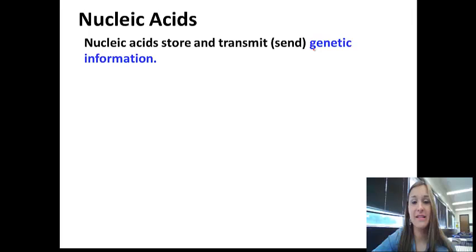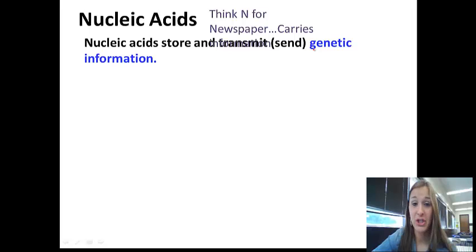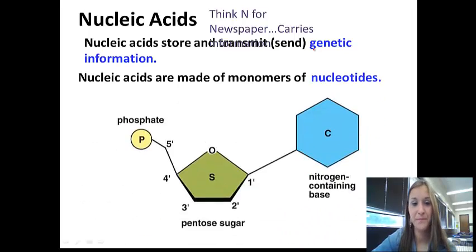Nucleic acids is the last one that we're going to be talking about. Nucleic acids is our DNA and RNA. These are the ones that are storing and transmitting genetic information. DNA is what we get from our mom and dad and determines what we look like. Think of N for nucleic acids, N for newspapers. Newspapers carry information, and so do nucleic acids. It's just a different type of information.